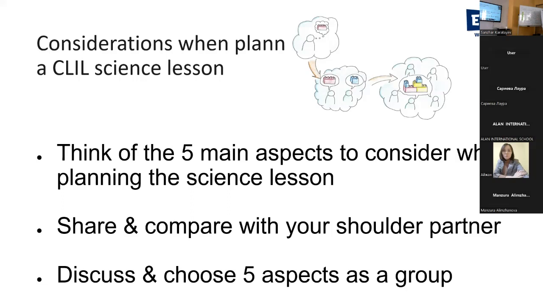Awesome. Thank you so much. Anything to add? How about your group? What do we need to consider while planning the science lesson? First is the 5 E's: engage, explore, explain, elaborate, and evaluate. When you are planning, we have to pay attention to the 4 C's, for example culture. Cultural thinking is very important, and also communication and cognition. The 5 C's are very important.